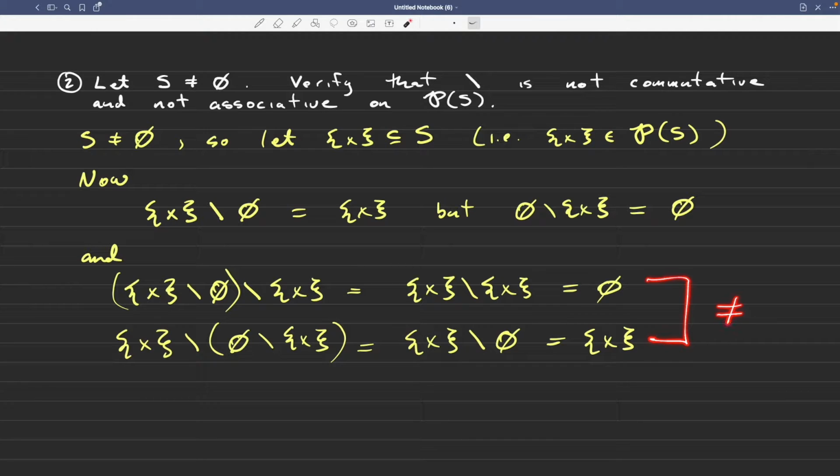So that proves that in general, for a non-empty set S, set difference is not associative on the power set of S. All right.